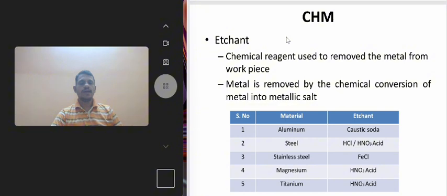Number one, material aluminum, caustic soda. Number two, steel, hydrochloric acid or nitric acid. Number three, stainless steel, iron chloride. Number four, magnesium, nitric acid. Number five, titanium, nitric acid.